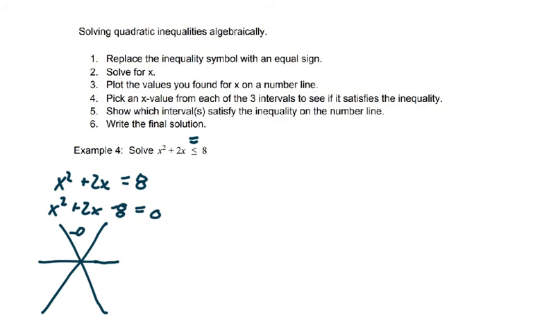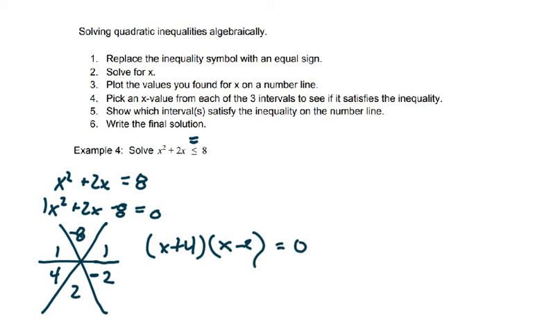So a times c is on top, a is 1. A goes in the sides, b goes down here. What multiplies to get negative 8, but adds up to 2? That would be 4 and negative 2. Looks like I've got, there we go, a little mistake when writing. So we get x plus 4, x minus 2, and this says solve for x. So this is the one where you have to do x plus 4 equals 0, x minus 2 equals 0, so x equals negative 4 and positive 2.